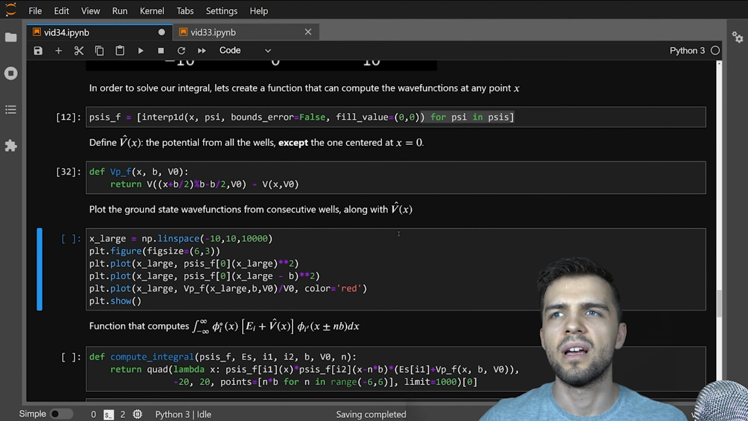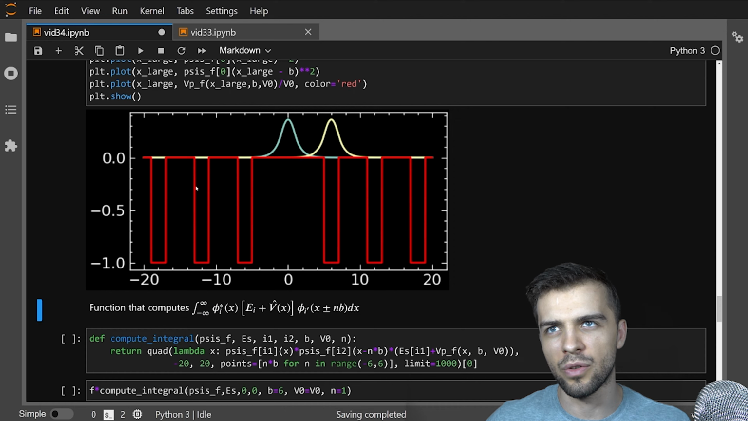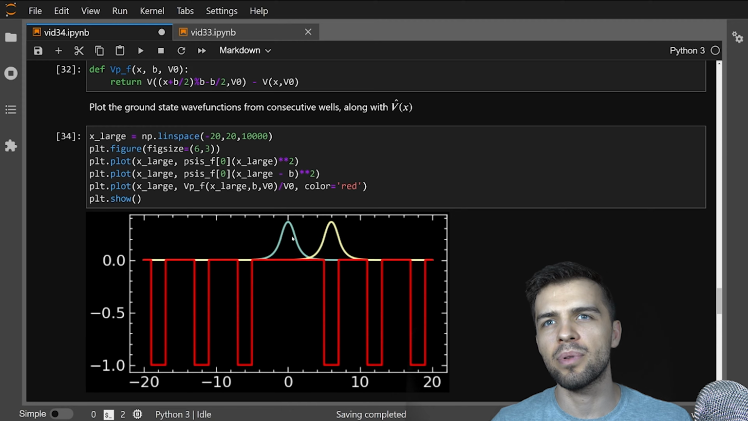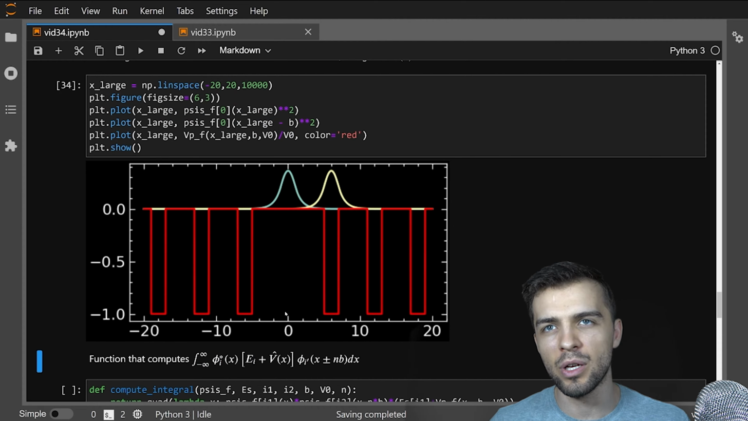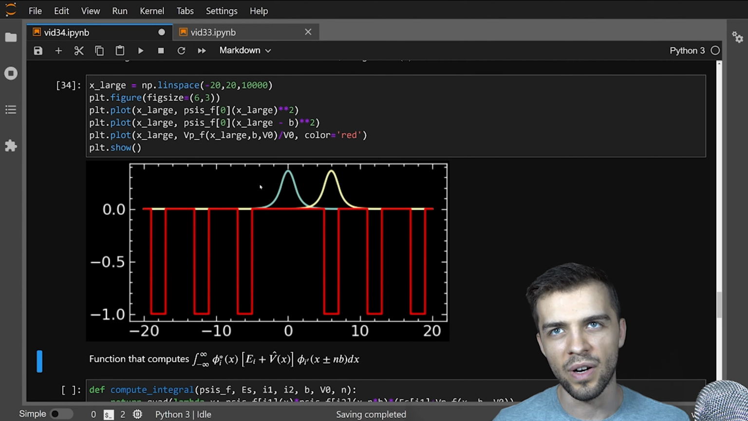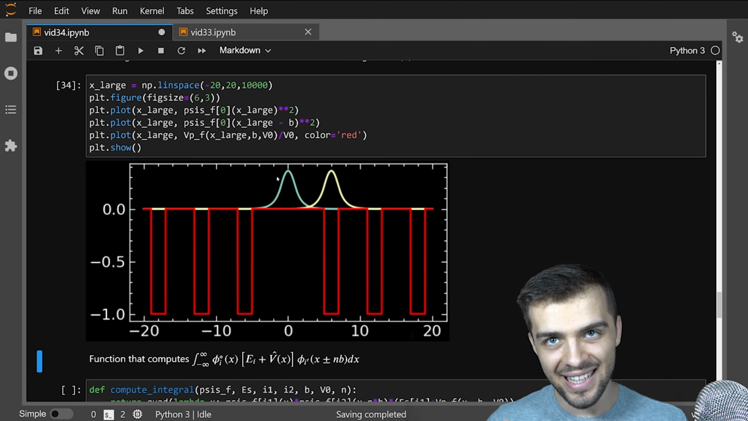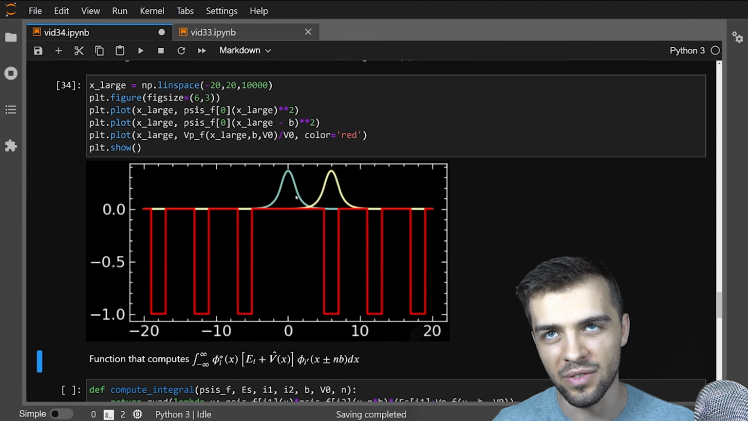And so let's plot everything we have so far. So for example, here's v hat of x from negative, let's actually go a little bit farther. Let's go -20 to 20. So here, this red line here is v hat of x. So it's the potential of all this periodic well system except for the one at x equals 0. And here I'm plotting the ground state of the middle well and the ground state of this well here. And of course, the LCAO says that we can only take linear combinations of these two functions, and that any state that our system takes is going to be linear combinations of these functions.